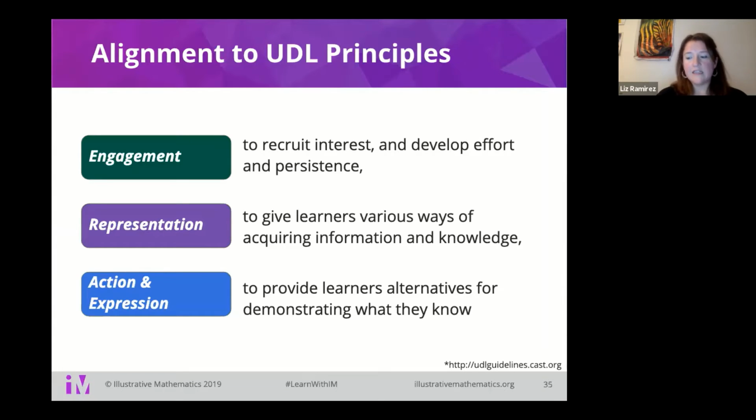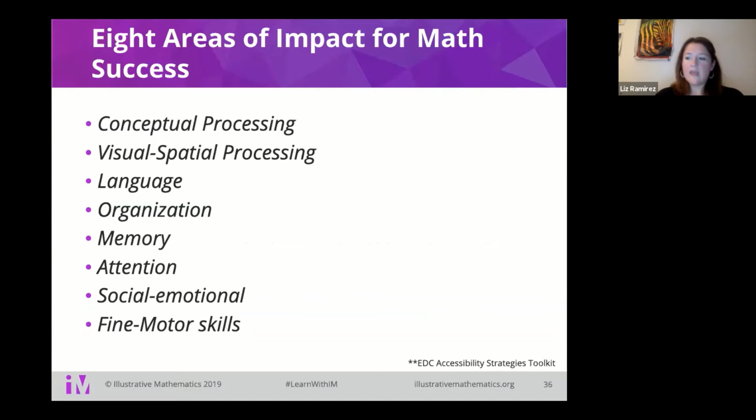Also, based off the findings of the Addressing Accessibility in Mathematics project out of EDC, we've also tagged our supports with the 8 areas of cognitive demand that have a strong impact on learner success with mathematics. So here's an example of what that looks like. I invite you to take a moment to read through this example from one of our 8th grade activities, and think about what you notice.